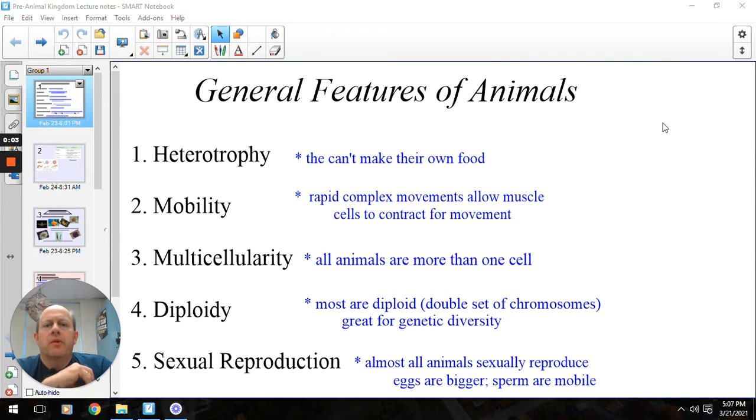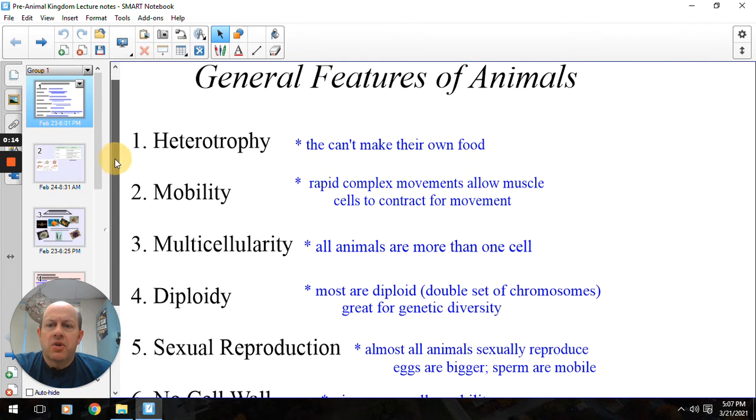Today we're going to talk a little bit about some of the general features and traits of the animals in the animal kingdom. And then we'll talk a little bit about the systems that make up these animals. So starting with some common traits that come along with the animal kingdom.